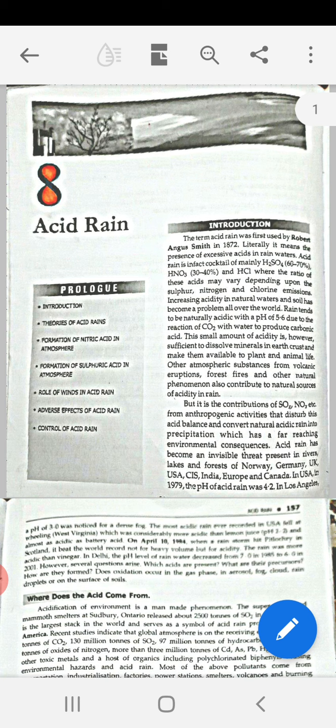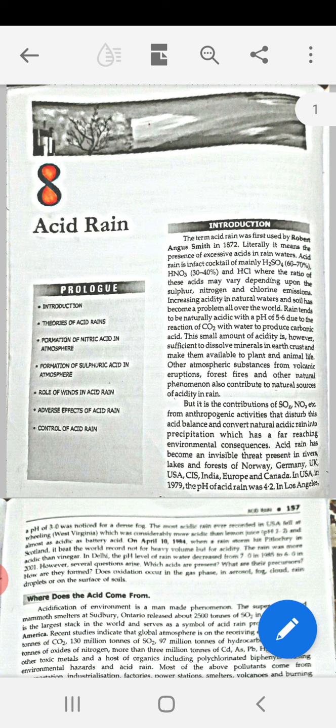On April 10th, 1984, when a rainstorm hit Pitlochry in Scotland, it beat the world record not for heavy volume but for acidity. The rain had become more acidic than vinegar. In Delhi, the pH level of rainwater decreased from 7 in 1985 to 6 in 2001.